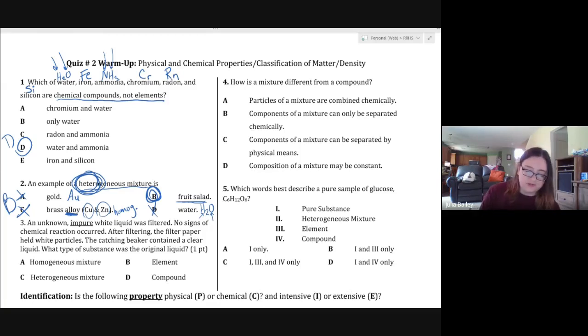No signs of chemical reaction occurred. After filtering, the filter paper held white particles. The catching beaker contained a clear liquid. What type of substance was the original liquid? Well, this word impure is really important, because that word impure tells me which side of my flow chart it is going to be on.